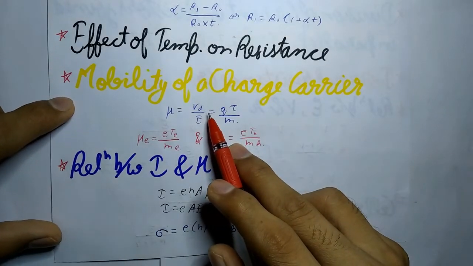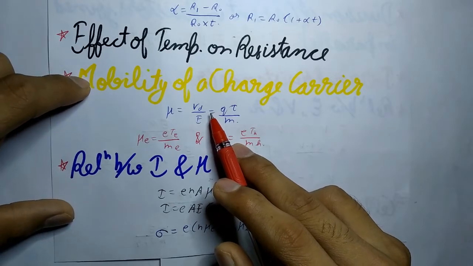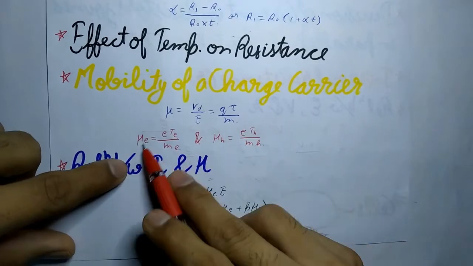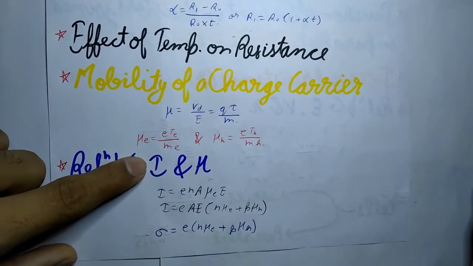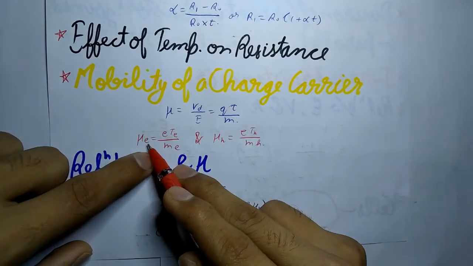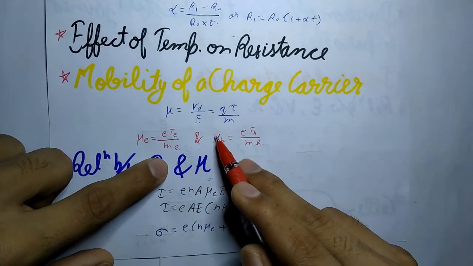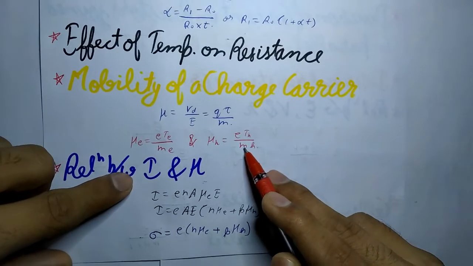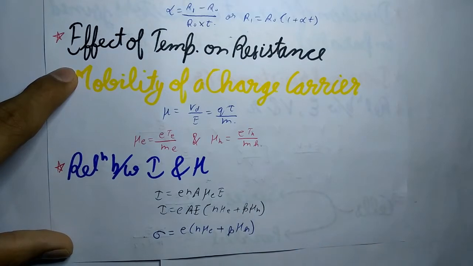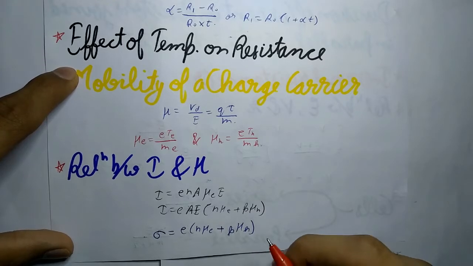Now next is mobility of charge carriers. The mobility of charge carriers is the drift velocity acquired by it in a unit electric field. It is given by mu is equal to Vd upon E, which is equal to e tau by m. This is the drift mobility of electron, so mu e is equal to e tau e upon me, and for a hole mu h is equal to e tau h upon mh. The SI unit of mobility is meter square per volt per second, and the practical unit of mobility is centimeter square per volt per second.